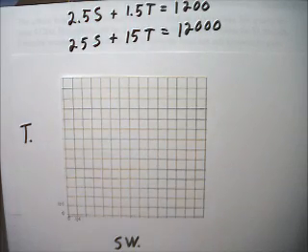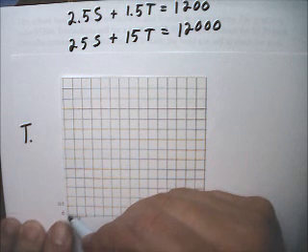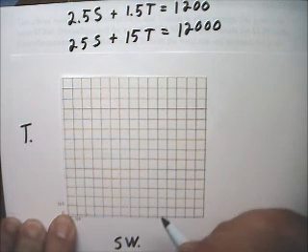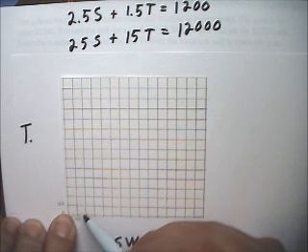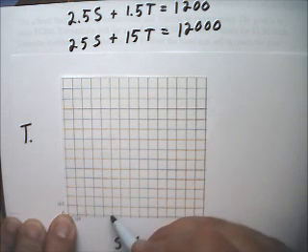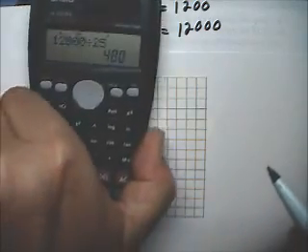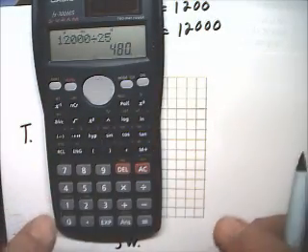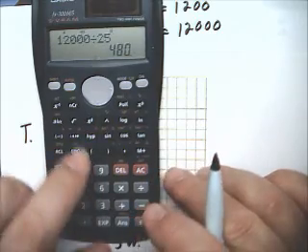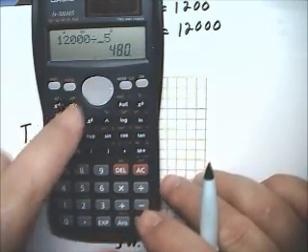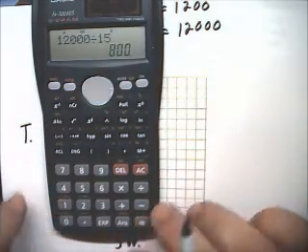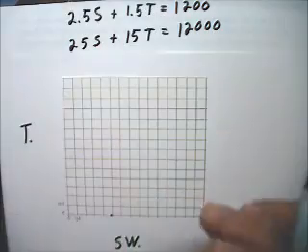So when t equals 0, S equals 480. 100, 200, 300, 400. 480 is about there. Now I'm going to do 12,000 divided by 15. And that's 800.